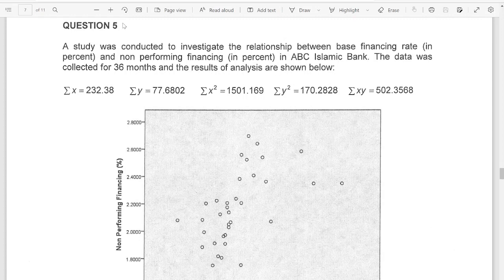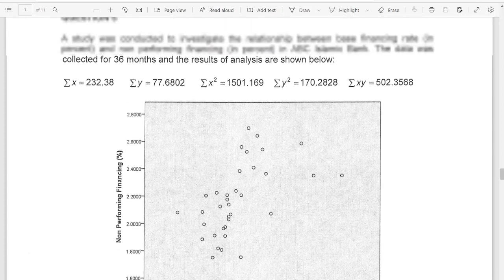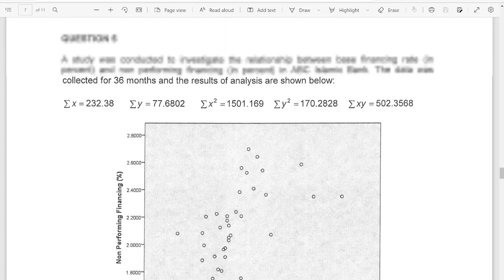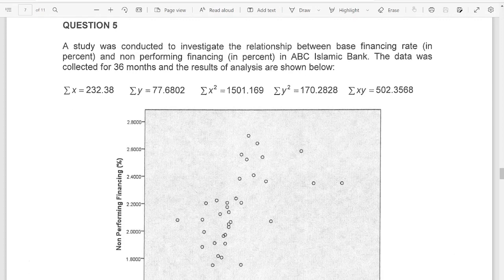So you have this data set, right? So you have all this value, and then they give you the summation already. So they give you the summation of x, summation of y, summation of x squared, summation of y squared, and summation of the xy. Okay, so dia dah bagi dia punya summation semua. Kenapa dia bagi kat semua summation value ni?